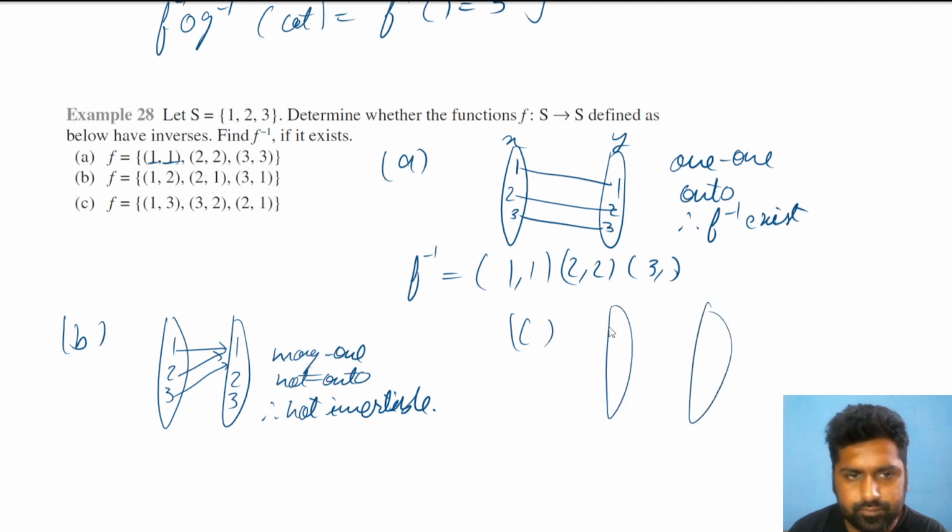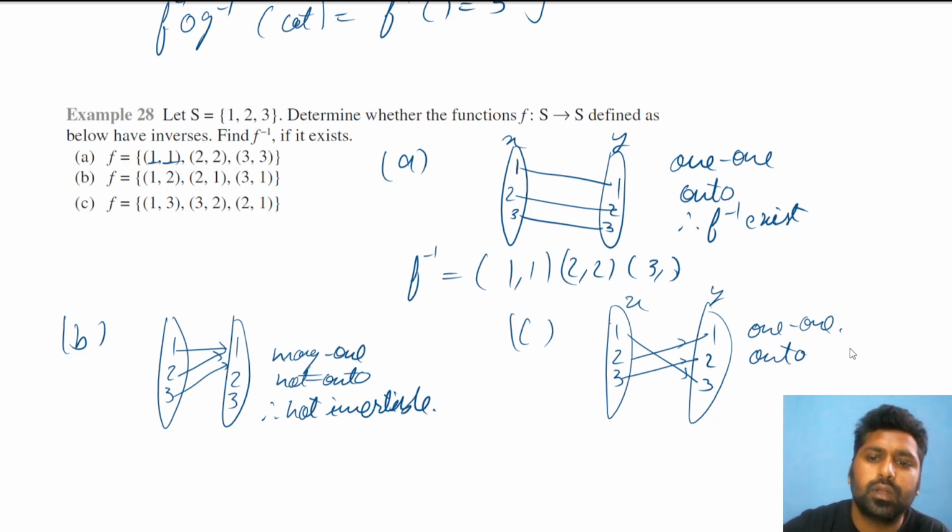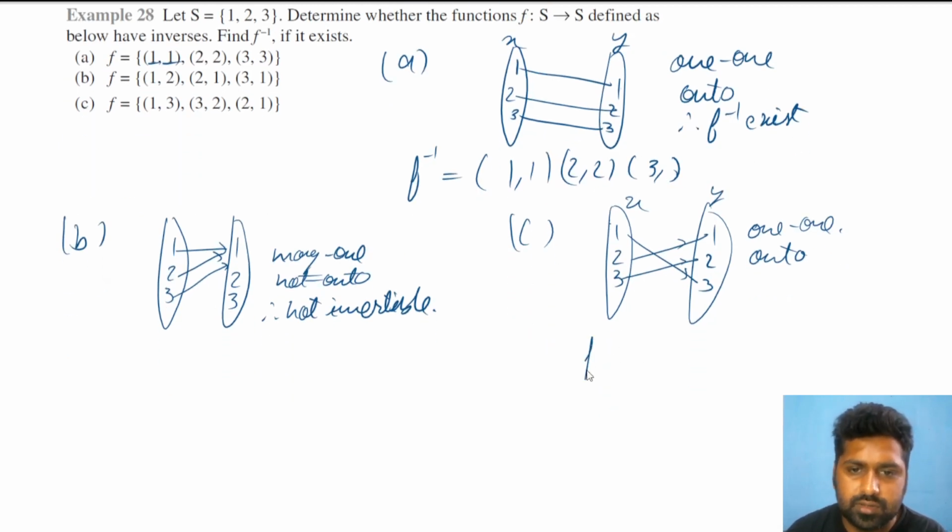Last one: 1, 2, 3 and 1, 2, 3. 1 has 3 as the value, 3 has 2 as the value, 2 has 1 as the value. So every value of x has a unique y. Okay, so yes, one-one, and all y are related with some x, so yes, onto. Okay, so if it is one-one and onto, f inverse exists, it's invertible.